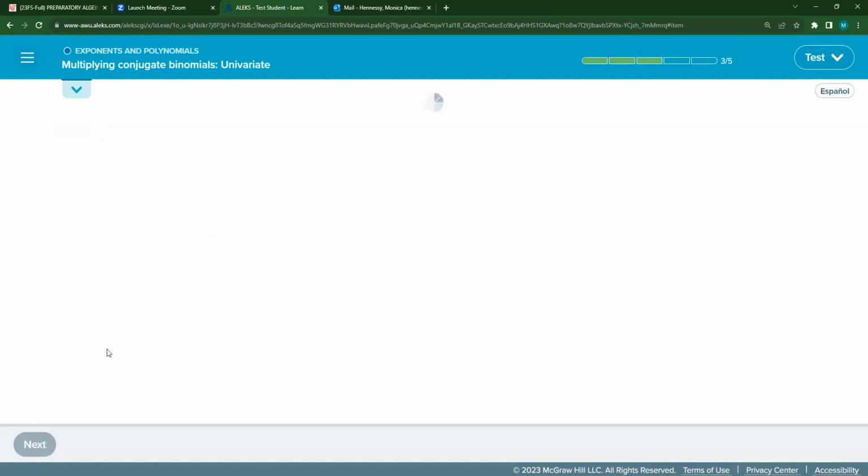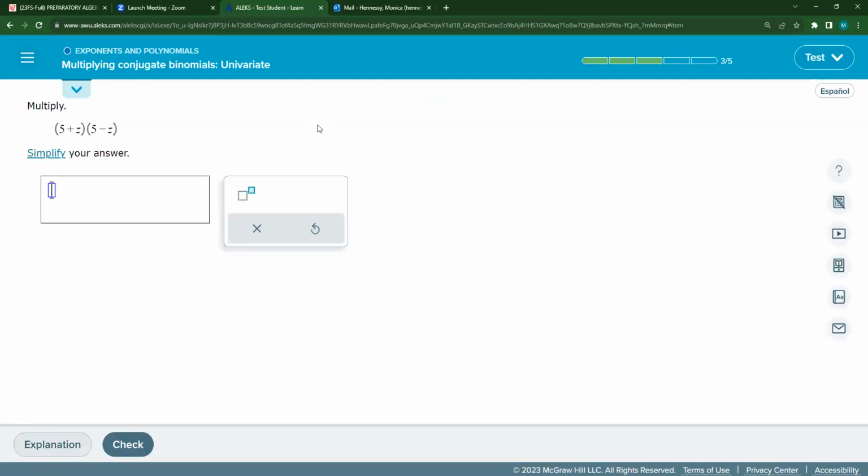All right, so let's see what they give us. Oh, so they stopped with a smaller one again. All right, so we have 5 plus z times 5 minus z. Most people seem to like the arrows better, so we can multiply this way. 5 times 5 is 25. Both area and arrows work great. Positive times a negative is -5z.